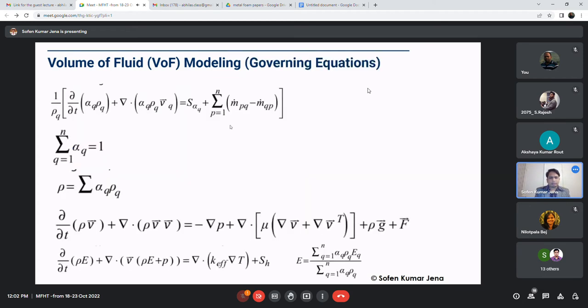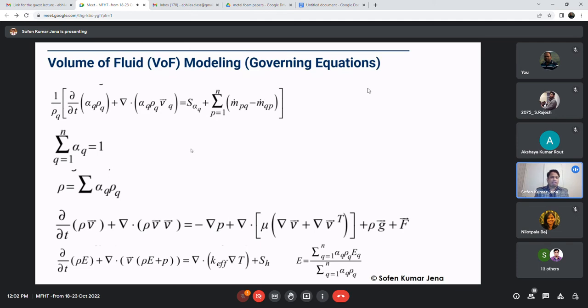Okay. So now, coming to the governing equations, what are the governing equations that are applicable for the VOF model? The first equation is the color equation. What is that? So let's understand. This alpha q is nothing but the volume fraction, right?